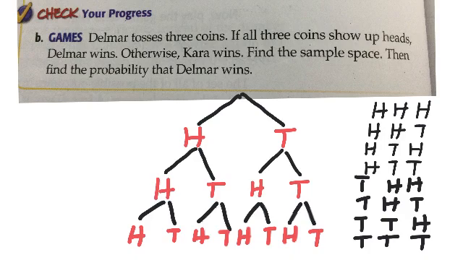I was confused. Yeah, that's okay. So I have done the first part. I have found the sample space. That is the sample space. All the possible outcomes. Now, it tells me find the probability that Del Mar wins.